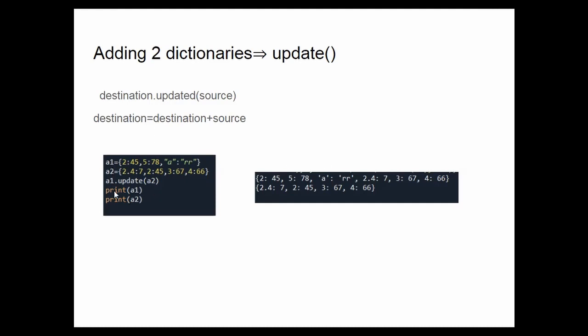So after this, what is A1? A1 will be updated. The contents of A1 will be nothing but A1 equal to A1 plus A2. So this A1 dot update of A2 indicates A1 equal to A1 plus A2. If you are going to print A1, I am going to get the updated A1, whereas your source will remain as it is.